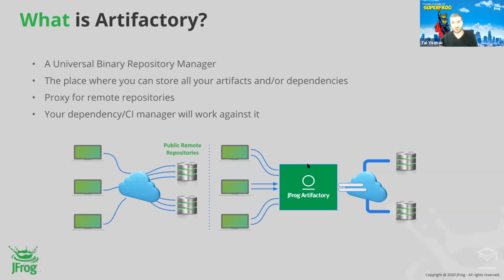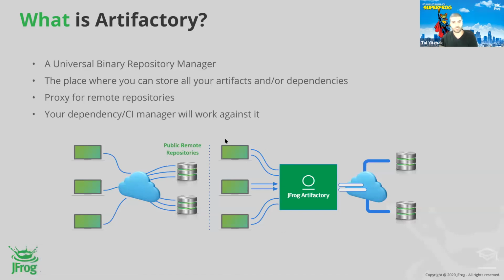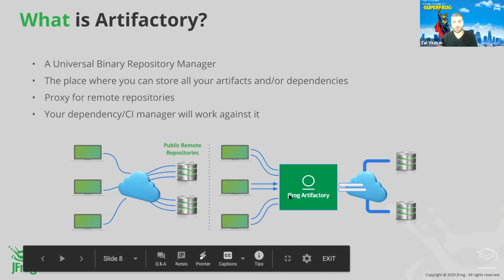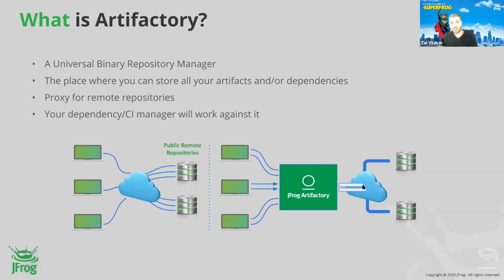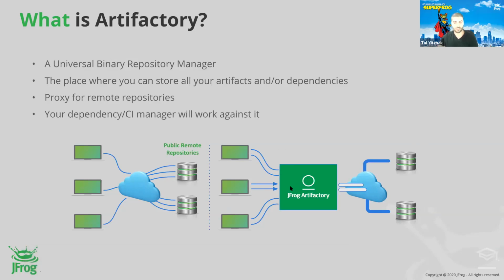You can see in this diagram that the developers and the customers looking to fetch dependencies are no longer going to the public remote repositories. They are going to Artifactory, which brings these dependencies for them from the internet, but not only brings the dependencies, it also caches them inside Artifactory. So eventually, if these public remote repositories are down, you have Artifactory to serve and answer anything that you need to build the project.